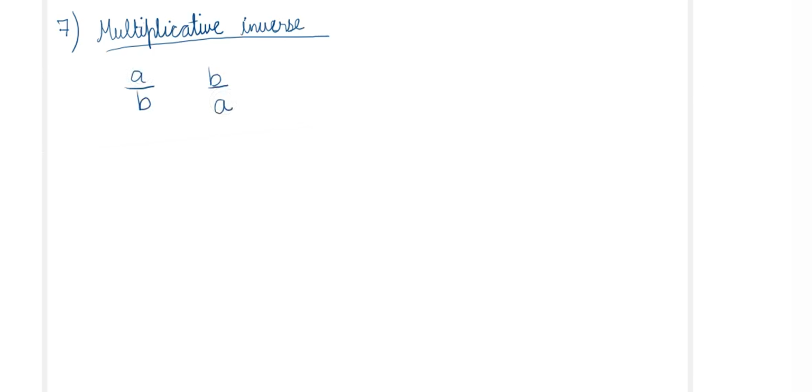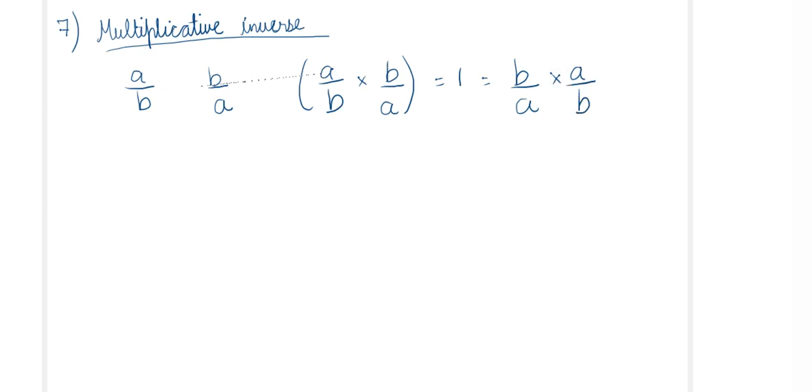So if this is true, what will happen is when a by b is multiplied by b by a, you get 1. Or even when b by a is multiplied by a by b, you get 1. Okay, so let us check it with an example. Okay, so 4 by 5 into 5 by 4. 4 ones are 4, 5 ones are 5. So it is 1 by 1.